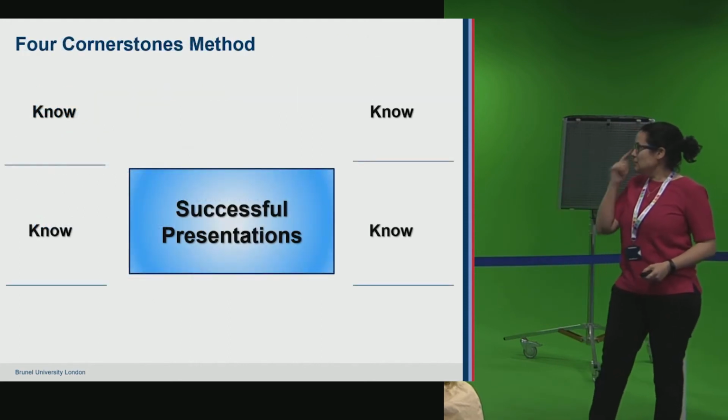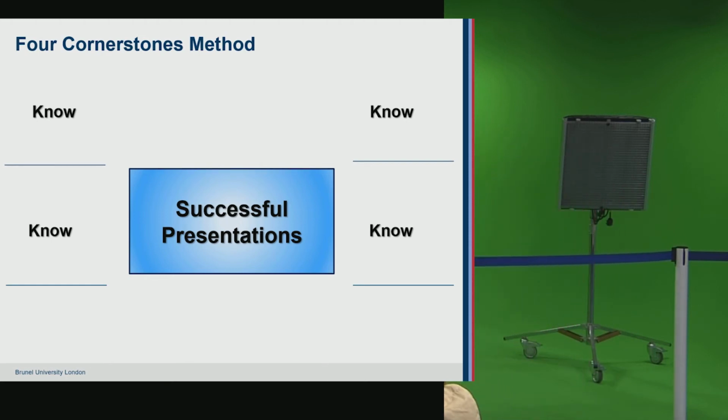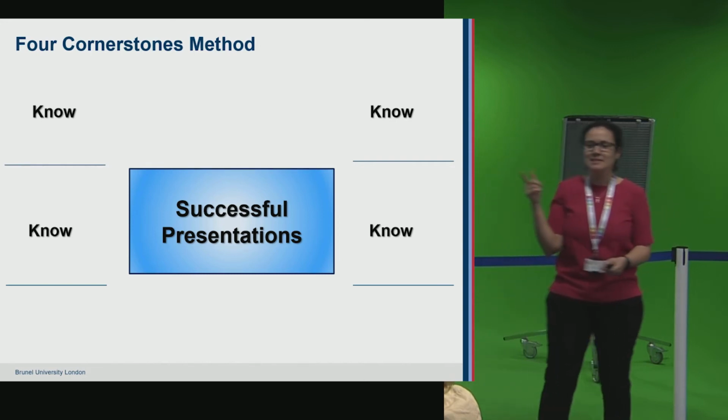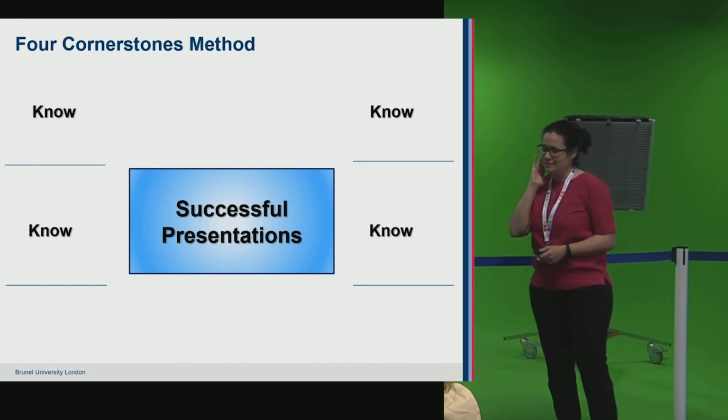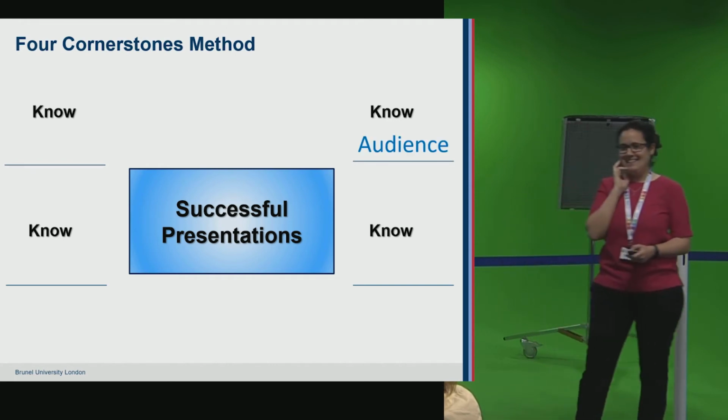So, I would like to ask you, to make a successful presentation, you need to know four things. Which is the first? Who is the author? Okay, author? No, you're just the subject. Subject? Any other thing? Audience. Okay. Audience!